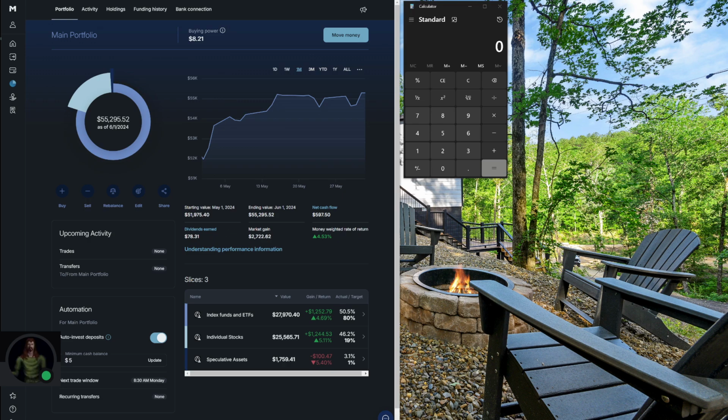I'm not a financial advisor. This is not financial advice at all. This is just what I'm doing for myself to kind of document what I do with index funds and stocks and different things like that.